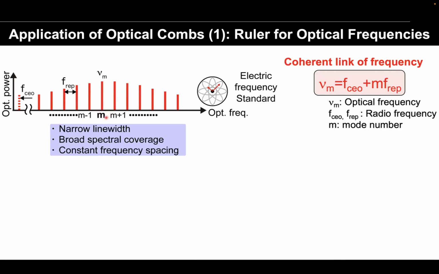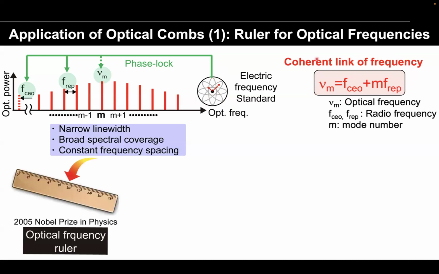Since f_CEO and f_rep are radio frequency signals around several tens of megahertz, this equation indicates a coherent link of frequency between the optical and electric regions. For example, if f_CEO and f_rep are phase locked to an electric frequency standard by laser control, the uncertainty of the frequency standard can be transferred to nu_m based on this equation. So in this case, the OFC can work as an optical frequency ruler secured by the electric frequency standard.